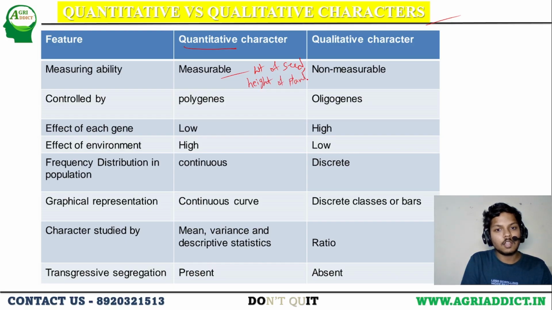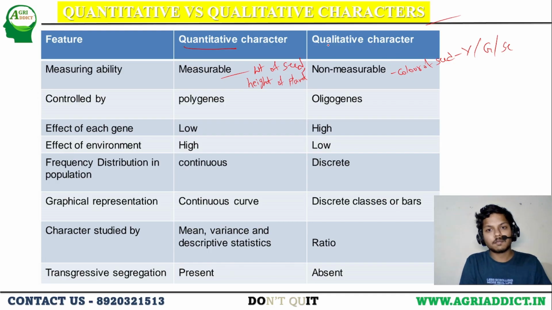Like that, the measurable ability of a character, we call it quantitative. If it is non-measurable, like color of the seed, we cannot measure the color. Like if it can be yellow or green or something else, we cannot measure the color. That we call a qualitative character.